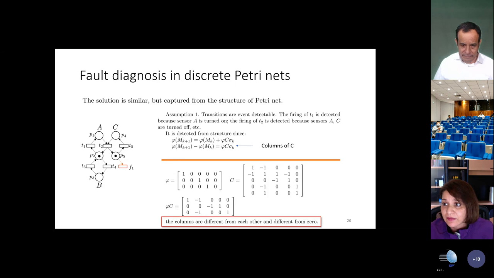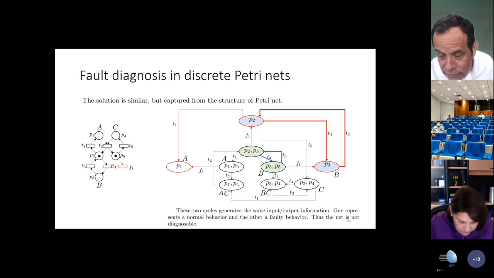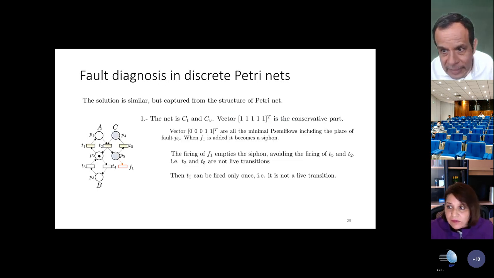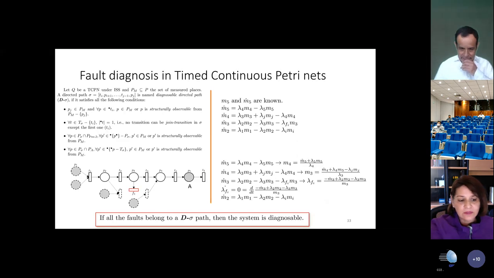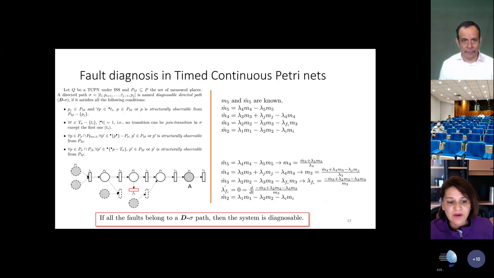I have a question. It's only a little point in slide 33. 23 or 33? 33. Here, you say if all faults belong to this subset of paths, then the system is diagnosable. Is that 100% diagnosable, or in what percentage?